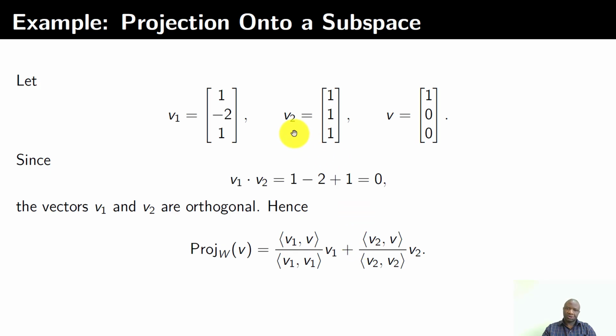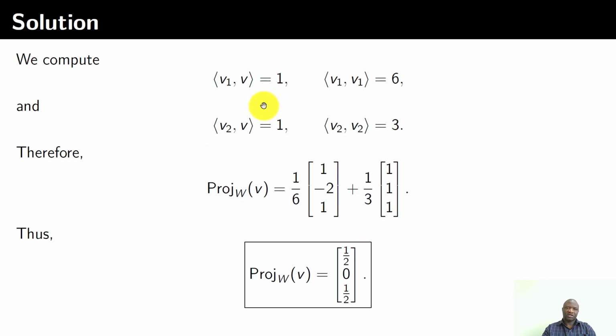On computation, let's just compute. The inner product of v1 and v is 1. The inner product of v1 and v1 is 6, and the inner product of v2 and v is 1. The inner product of v2 and v2 is 3. So just substituting in that formula, you obtain the result. The projection of v onto W gives you a half, 0, and a half. That's all about the projection of a vector onto a vector space or a subspace.